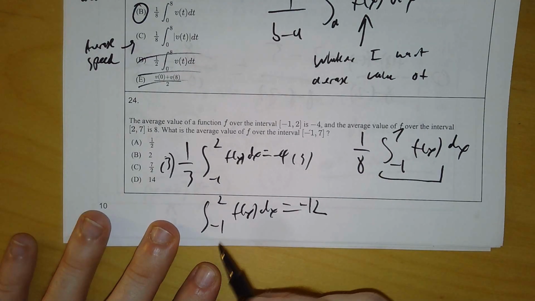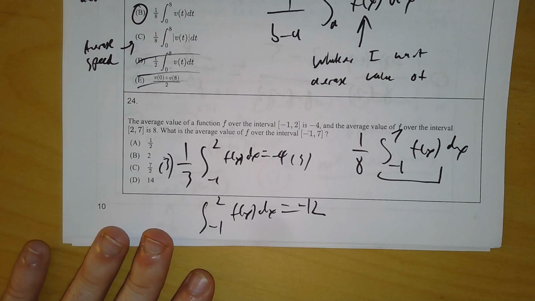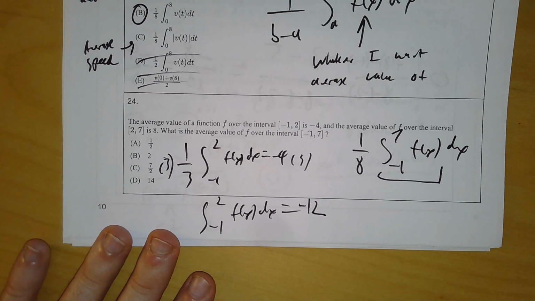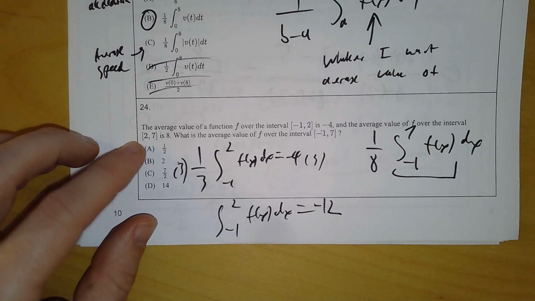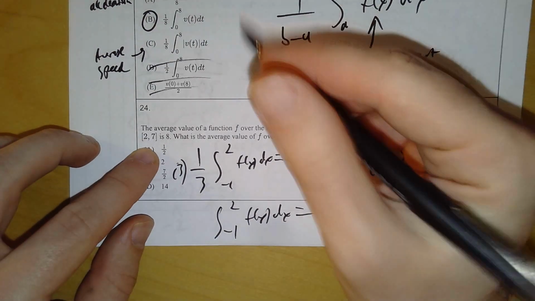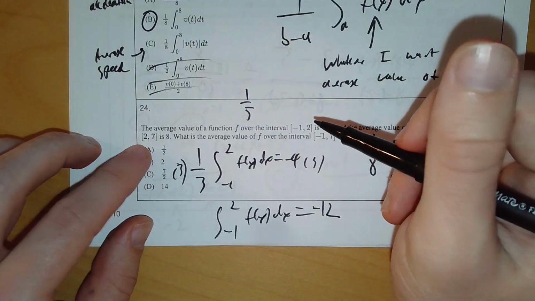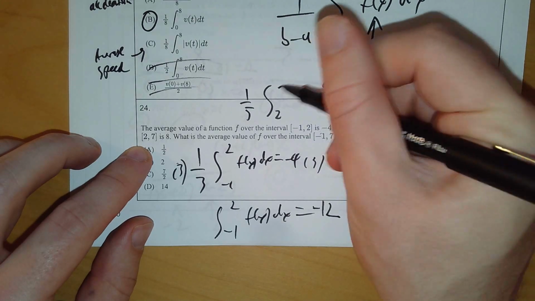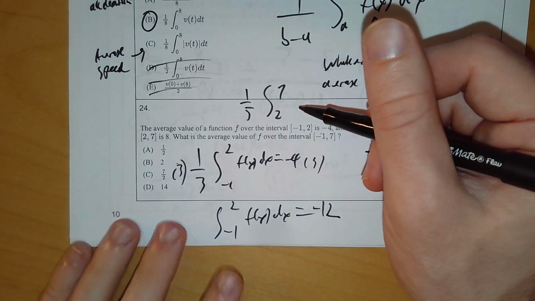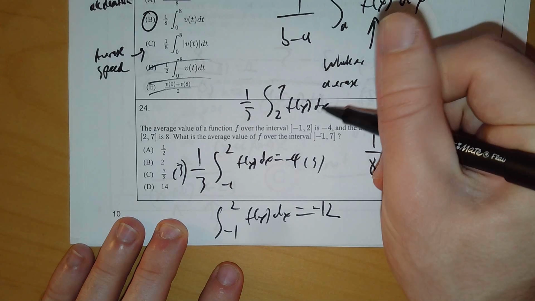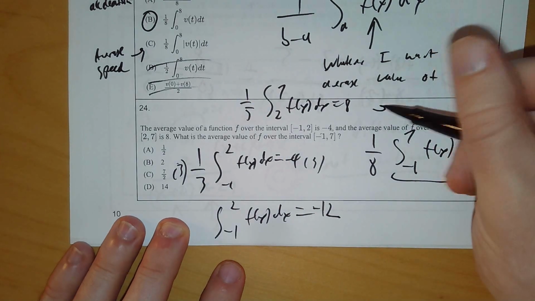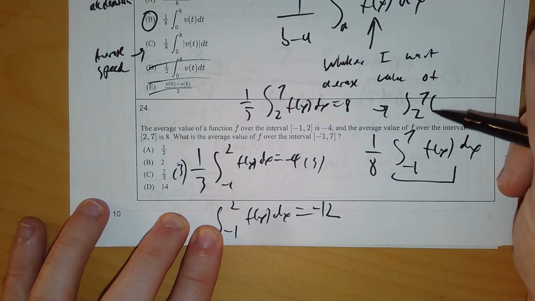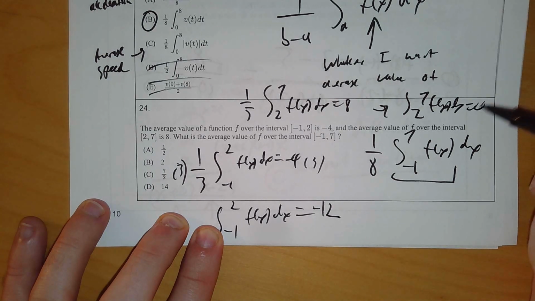Okay, so I've got negative 1 to 2 now. I use the same logic to get 2 to 7. It's going to be 1/5, because 7 minus 2 is 5, times the integral from 2 to 7 of f of x dx equals 8. So 5 times 8, the integral from 2 to 7 of f of x dx is 40.